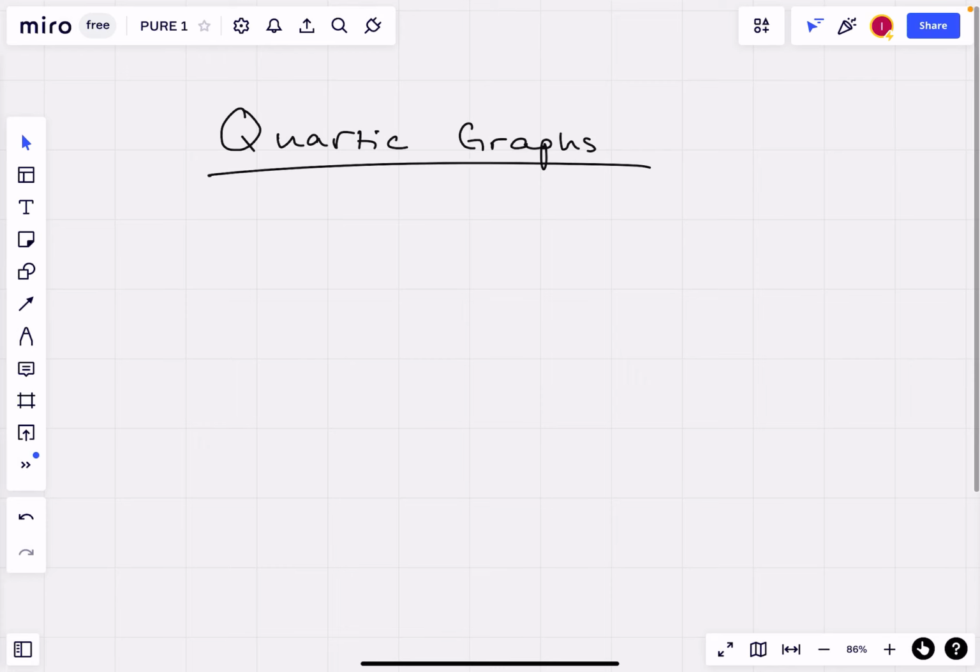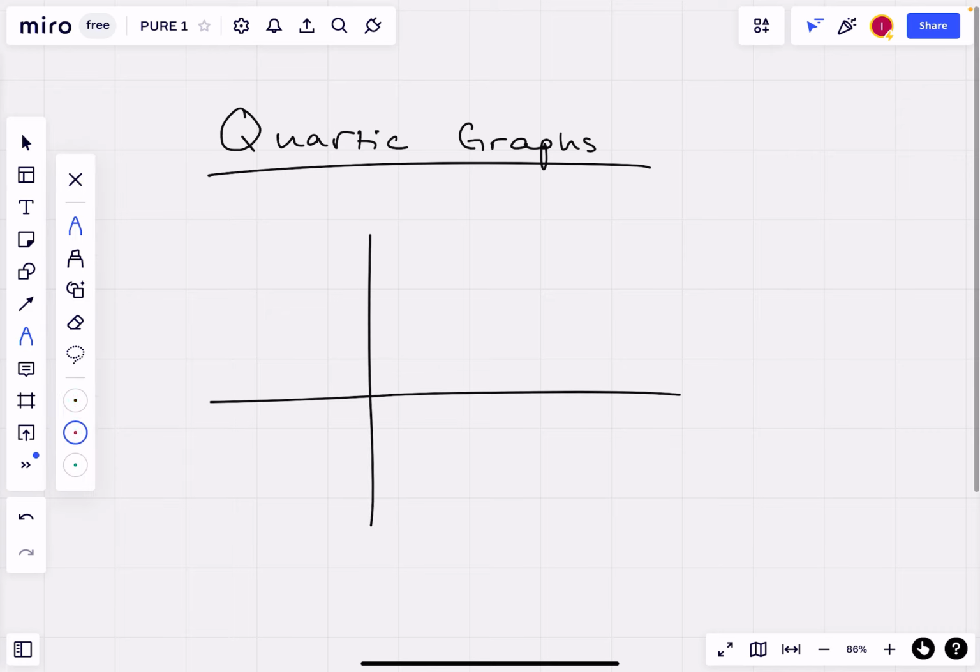Quadratic graphs have 2 intersections max, right? Cubic graphs have 3 intersections max. What's a quartic graph going to have? 4. So, if you were to draw a quartic graph, it's going to look like a W. Something like that, or to that effect.